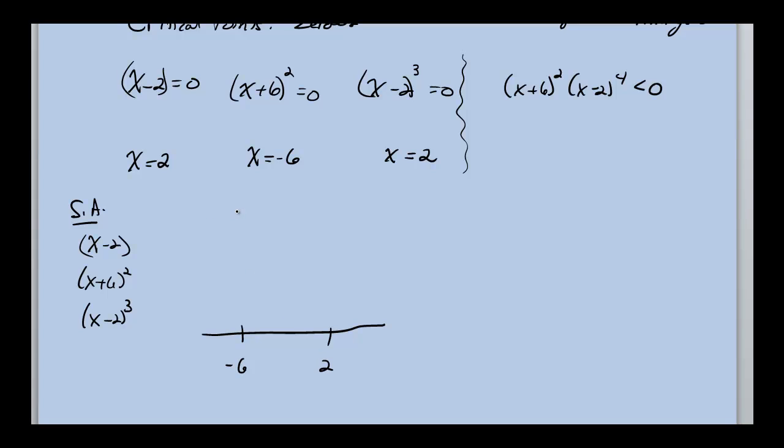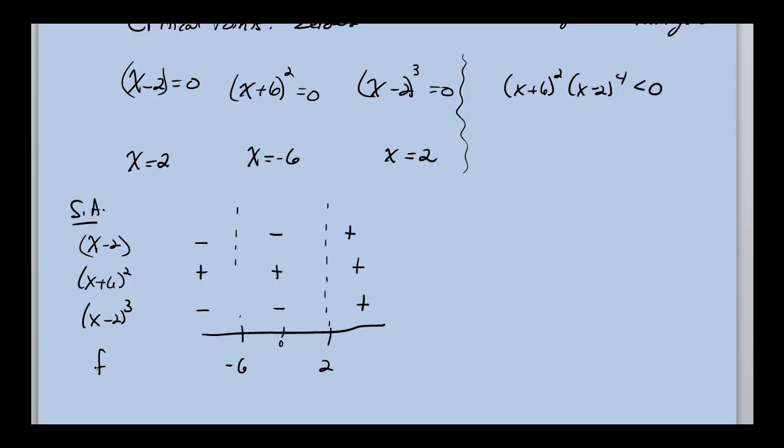and then the 2. Looking at x minus 2, to the right of 2 it will be positive, and to the left it will always be negative. X plus 6 quantity to the second power, anything squared will always be positive no matter where we are on the number line. X minus 2 cubed to the right will be positive. To the left, if you plug in a value like 0, 0 minus 2 is negative, and cubing it will still be negative.